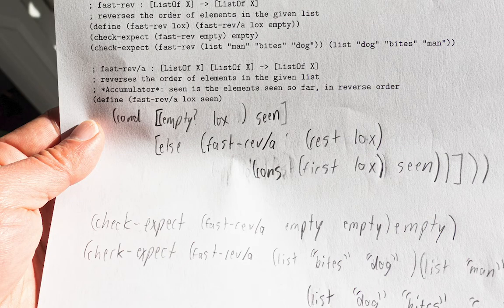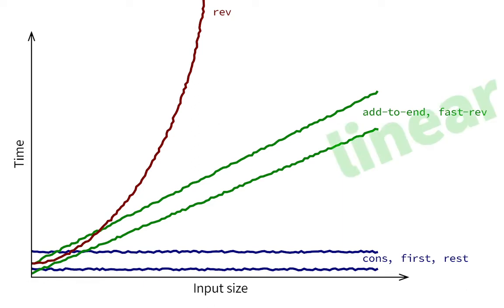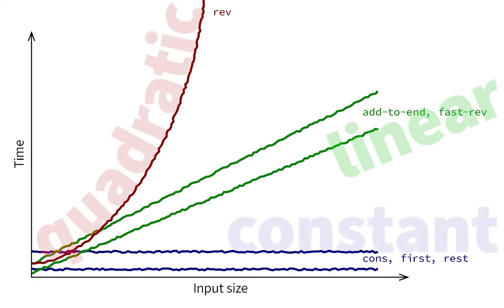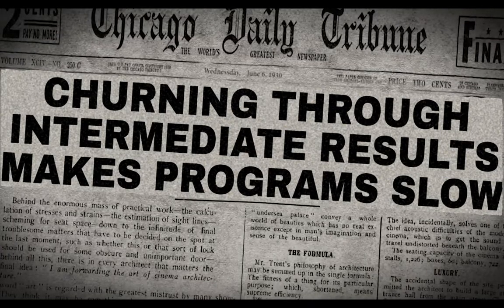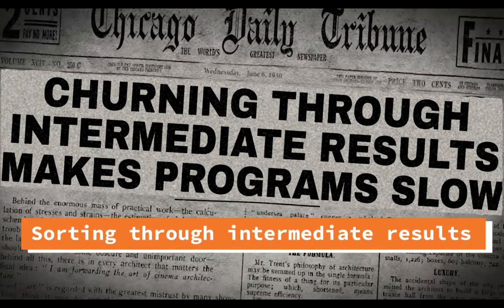In contrast, fast ref never constructs any intermediate list like dot bytes. That's why fast ref is much faster than ref. More specifically, we say that fast ref takes linear time, whereas ref takes quadratic time. So one lesson to learn is that churning through intermediate results is a great way to make a program slow. Let's now apply this lesson to a different problem, sorting.